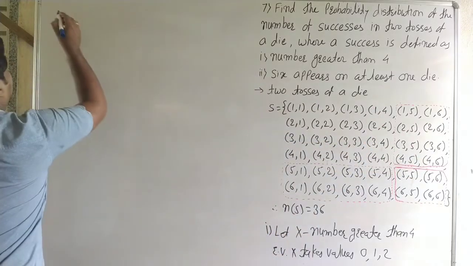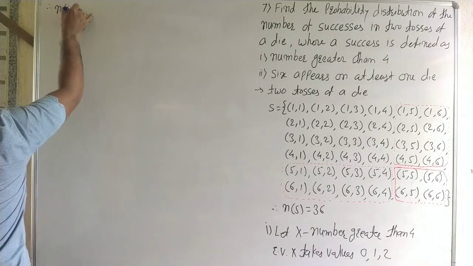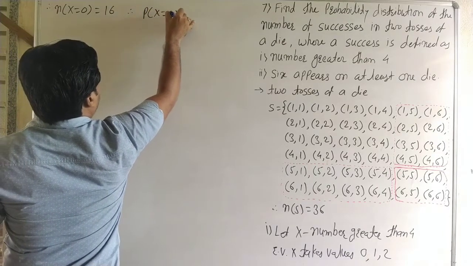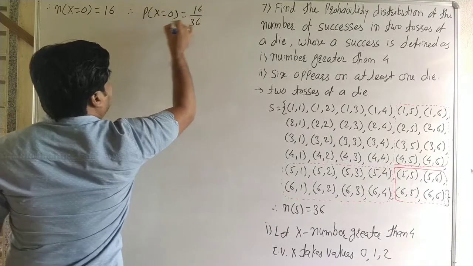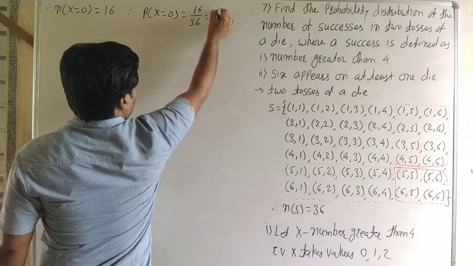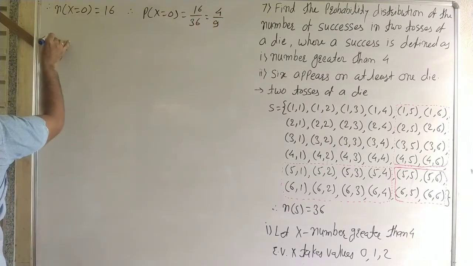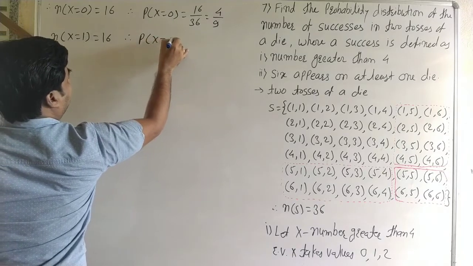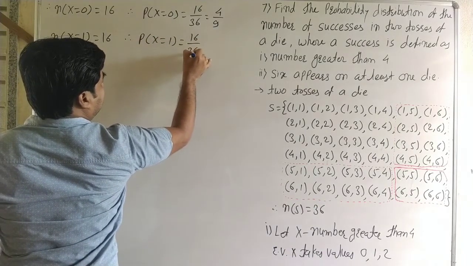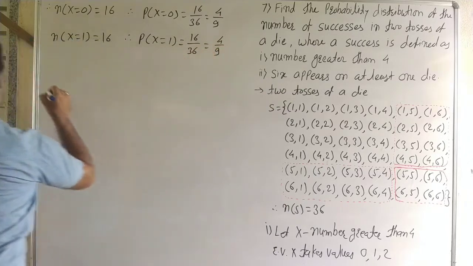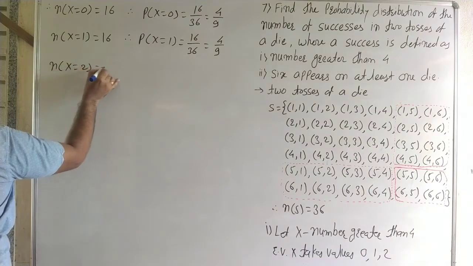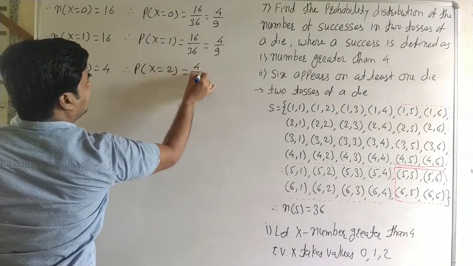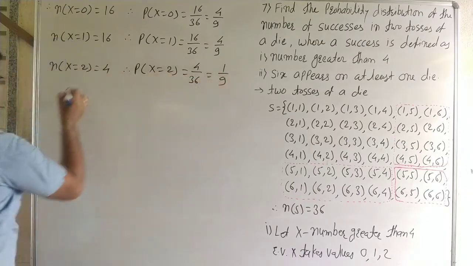Therefore, when x is equal to 0, the number of outcomes is 16, and the probability of x equal to 0 is 16 by 36, which is 4 by 9. Then for x equal to 1, again 16, so the probability is 16 by 36, which is 4 by 9. And last, for x equal to 2, the number is 4, so the probability is 4 by 36, which is 1 by 9.